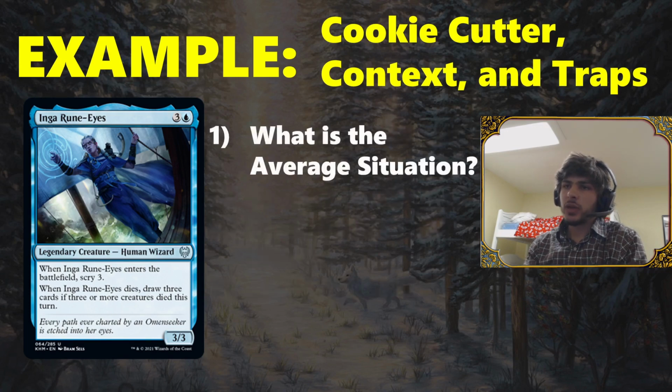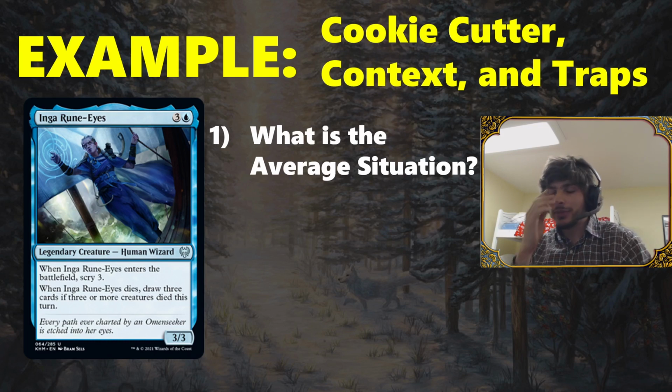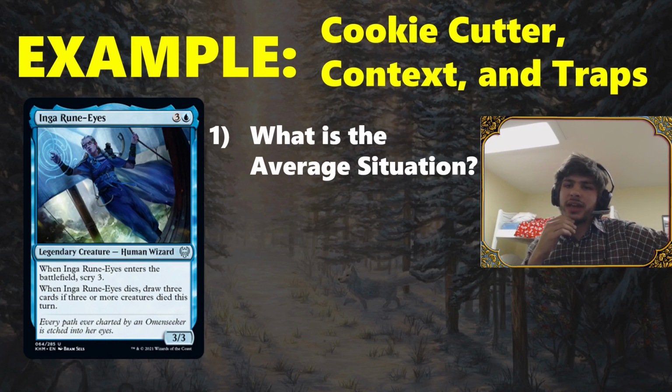And then finally, is Inga a trap? What is the average situation? Inga Rune Eyes, if it's not dying into 3 cards, is just basically a slightly better Octa Prophet, which is a card from Core Set 2020 that was the definition of medium. It was 3 and a blue for a 3/3 that scryed 2 when it entered the battlefield, and Inga's is only a slightly better version of that if you can't facilitate it.